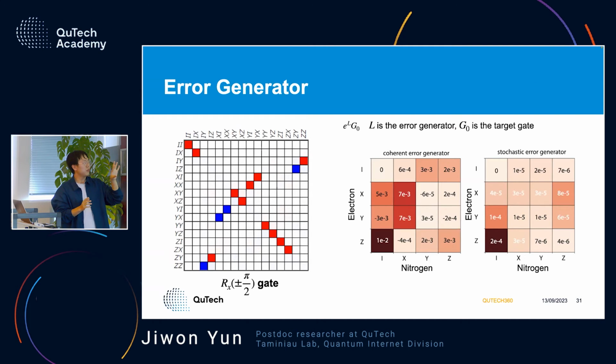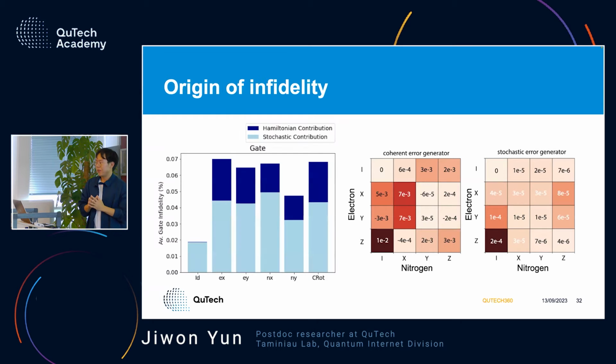Using this information, we can first divide the origin of our infidelity. Per each gate, we have a certain infidelity, and we can see which portion of the infidelity comes from a control error and which portion comes from a stochastic error. At the moment, we see that a lot of the errors that we measure right now are coming from stochastic errors, but still a significant amount is coming from control errors of our gates. I'm saying control error and stochastic error, but what do these really mean?